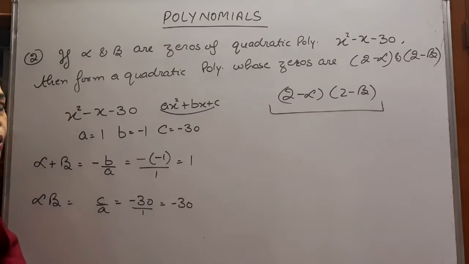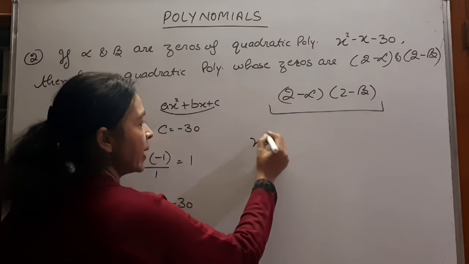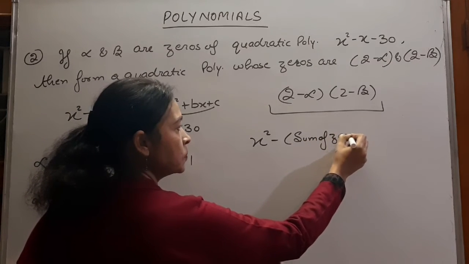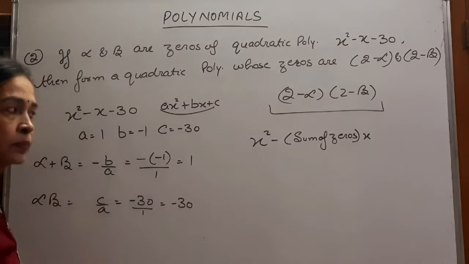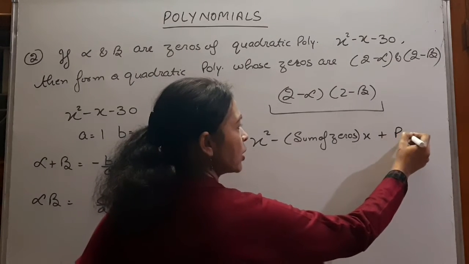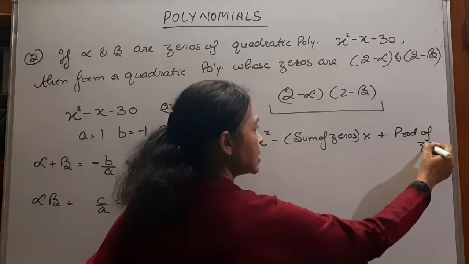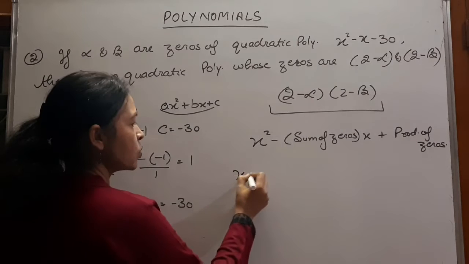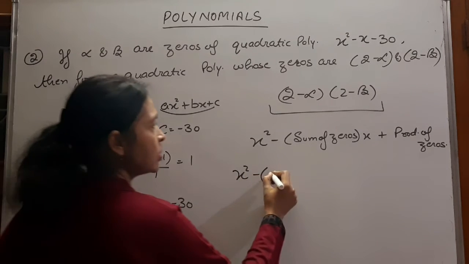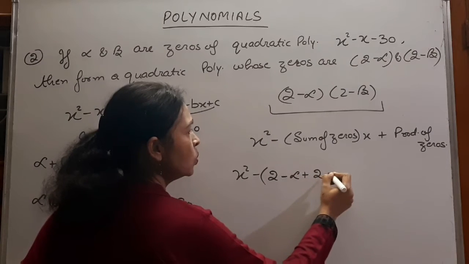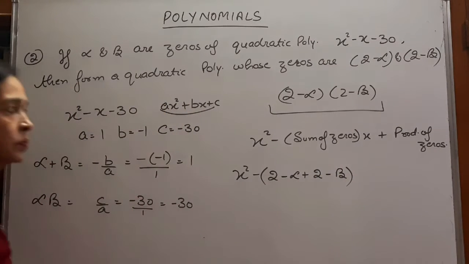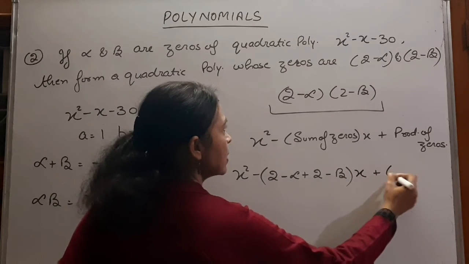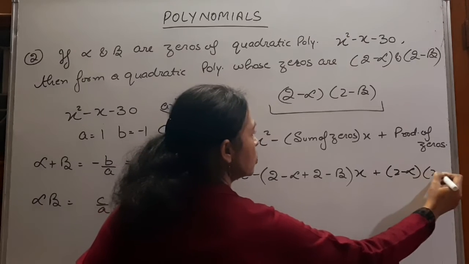If two zeros are given, how can we form a quadratic polynomial? x² minus sum of zeros into x plus product of zeros. This is the formula to form a quadratic polynomial. Now we have x² minus sum of zeros. Zeros are 2 minus alpha and 2 minus beta, into x plus 2 minus alpha into 2 minus beta.